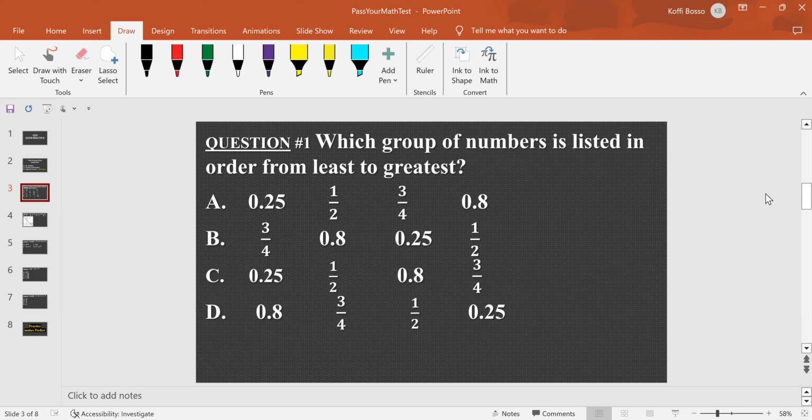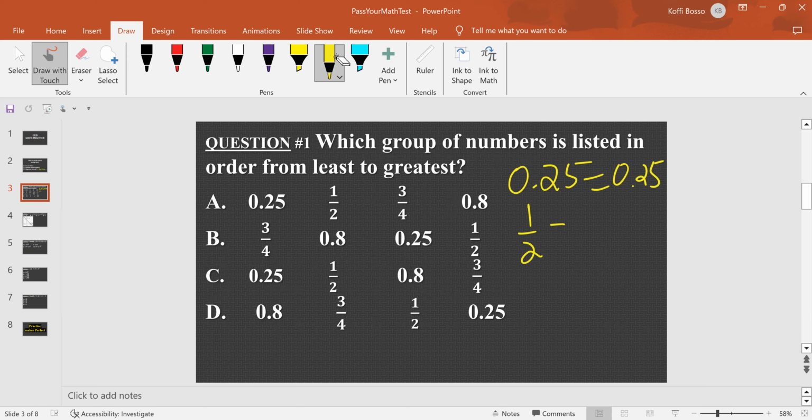So we're gonna have 0.25, which is that same 0.25. Now the 1/2 is same as 0.5. That's a half. The 3/4 is same as 0.75. And we have a 0.8.